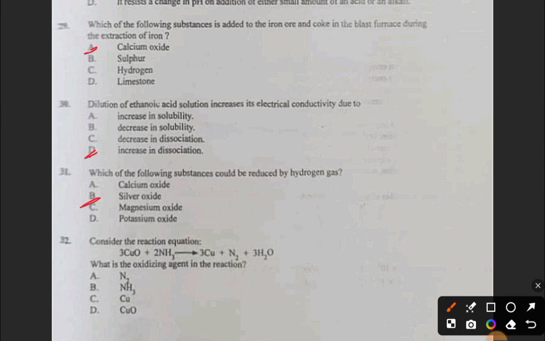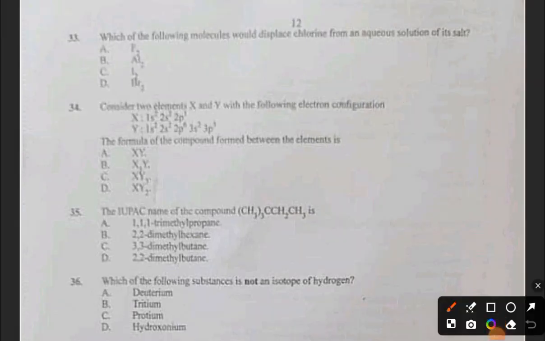32. Consider this reaction. What is the oxidizing agent in the reaction? Looking through from this side, the oxidizing agent is copper 2 oxide, D. 33. Which of the following molecules will displace chlorine from aqueous solution of its salt? Chlorine molecule, aluminium, iodine molecule, and bromine molecule. Question 33, the answer is D.